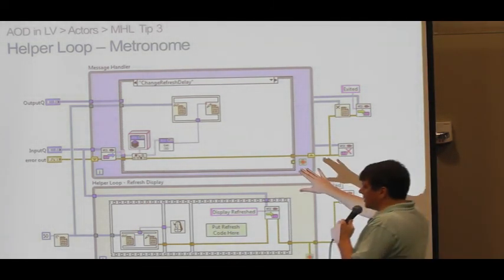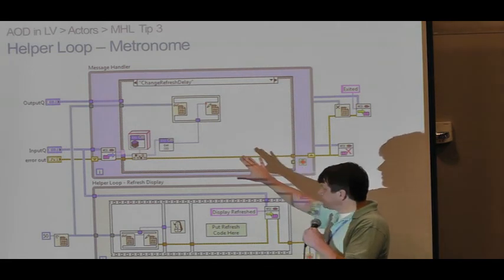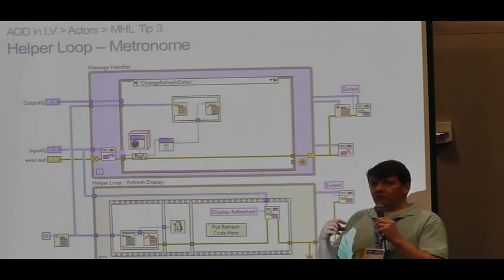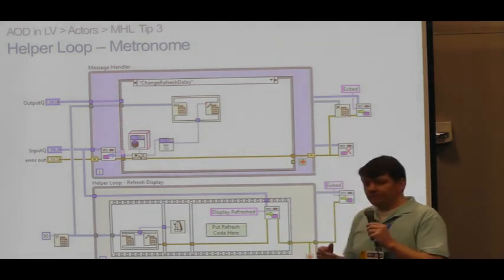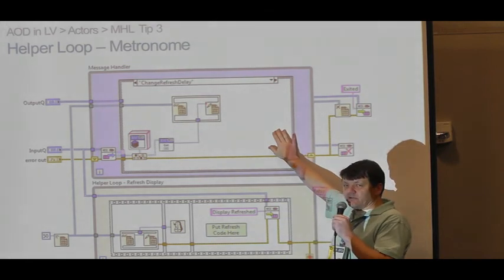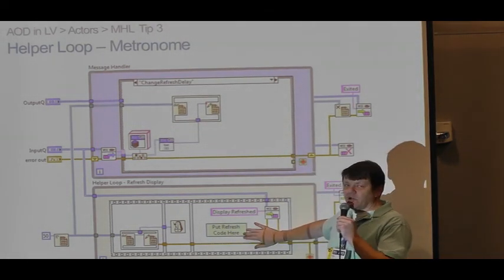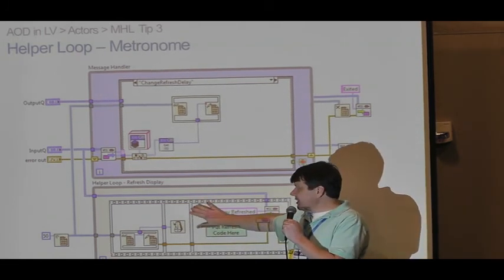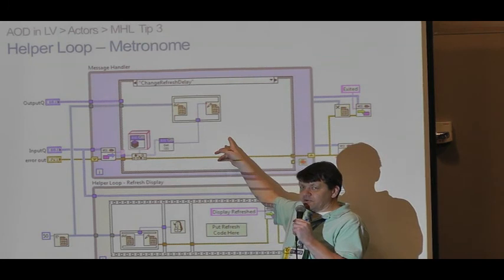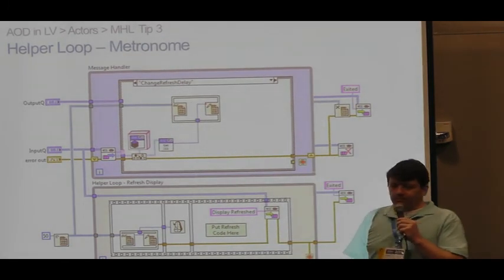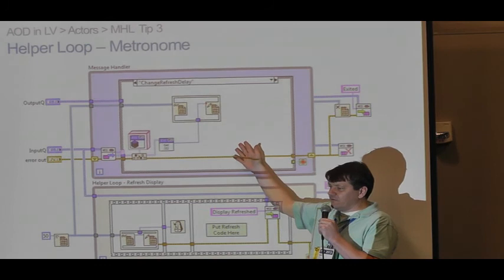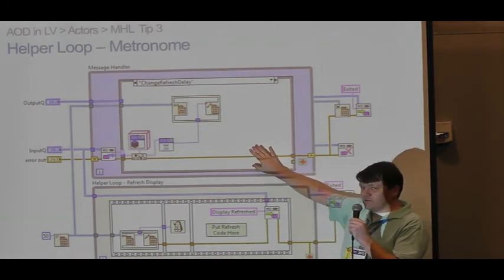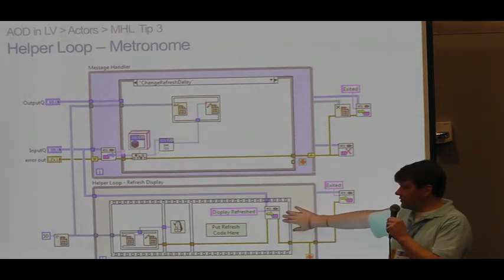Now, a couple things to note here. The DVR, in this particular case, is restricted to one-way flow of information. Only the message handler changes the data. Only the helper loop reads the data. I'm not having the helper loop send any data back up to the message handler through the DVR, because there's nothing regularly that allows this loop to read the DVR. So any communications that the helper loop needs to send to the message handler is done via messages.